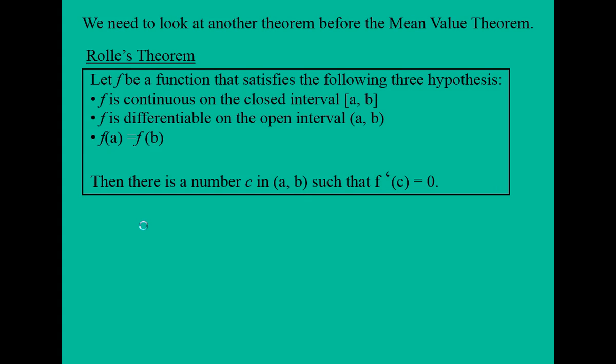Rolle's theorem states, let f be a function that satisfies the following three hypotheses. If f is continuous on the closed interval [a, b], and if f is differentiable on the open interval (a, b), and f of a equals f of b, then there is a number c in the interval (a, b) such that f prime of c equals 0.